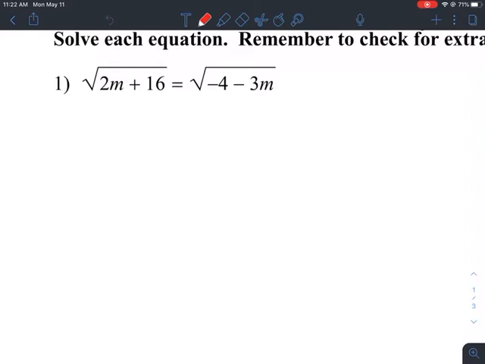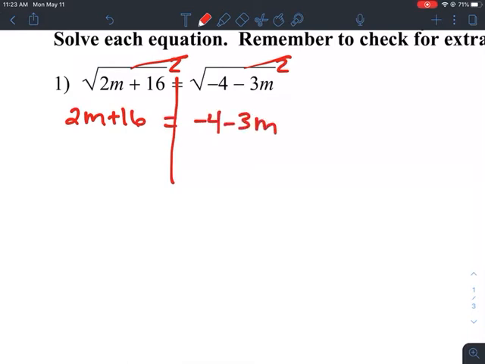If you ever have an equation like this where you have a square root on both sides, then you just want to square both sides. Once you do that, these things just cancel each other out. They undo each other. The squared and the square root are the opposite of each other, so they're gone. Then I just bring down the 2m plus 16 and the negative 4 minus 3m.